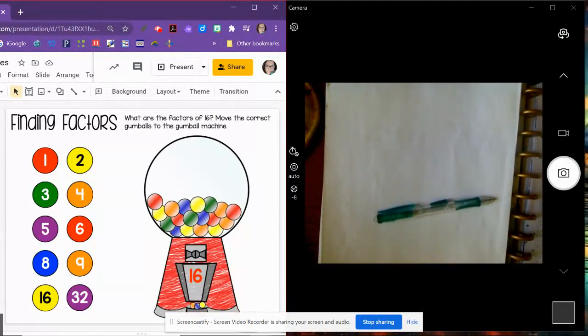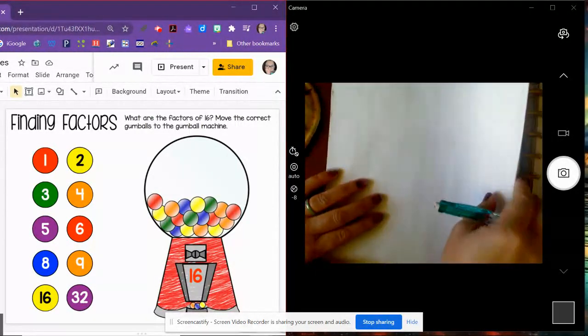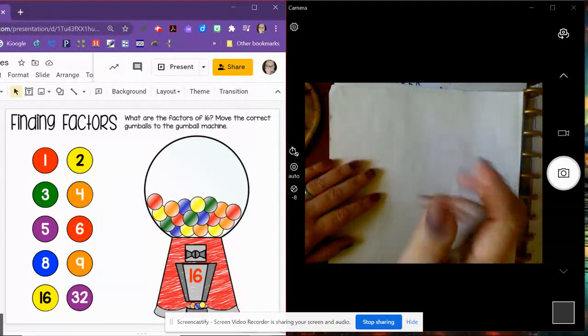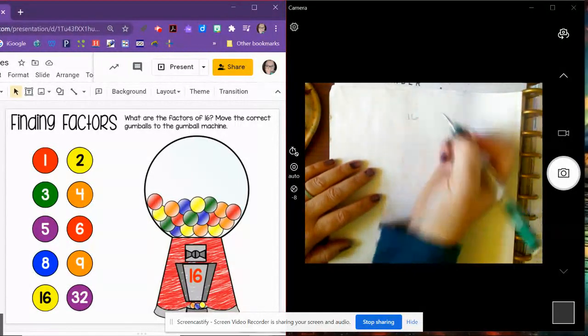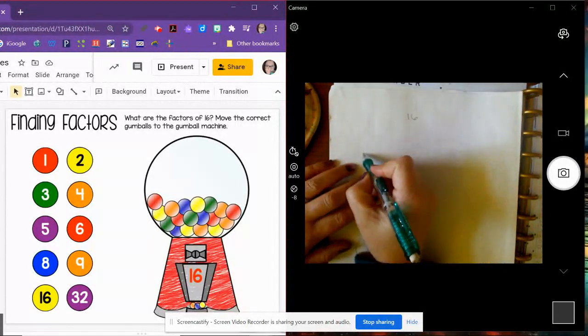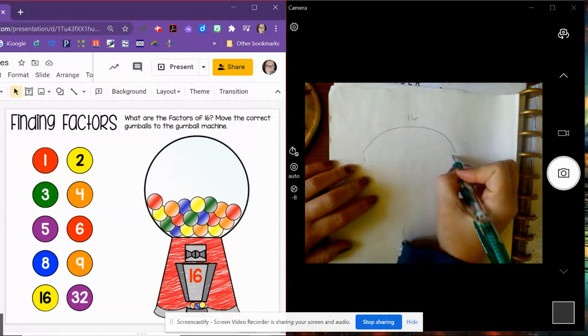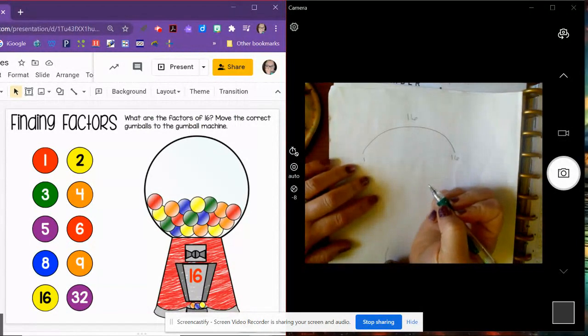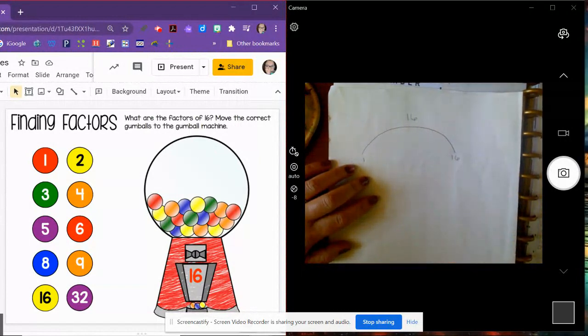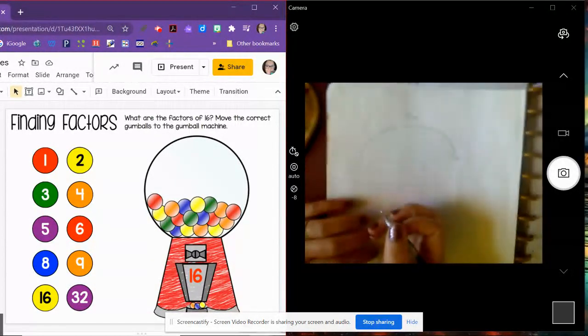All right, so what are the factors of 16? Well, we talked about how to use factor rainbowing. Remember that? Factor rainbowing is where you put the whole number at the top. You want to make sure you always have pencil and paper when you're doing factors and multiples. That way you have room to do your work before entering your answers as a digital learner. I go over that over and over again.